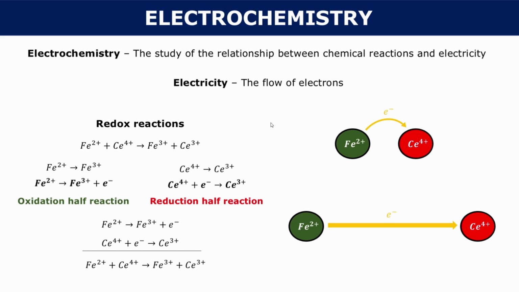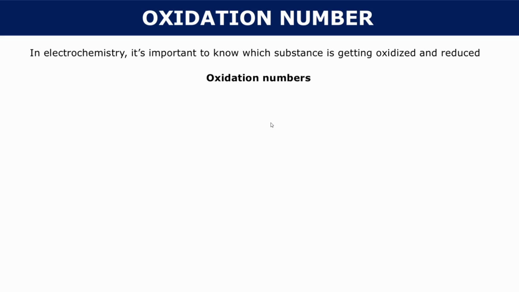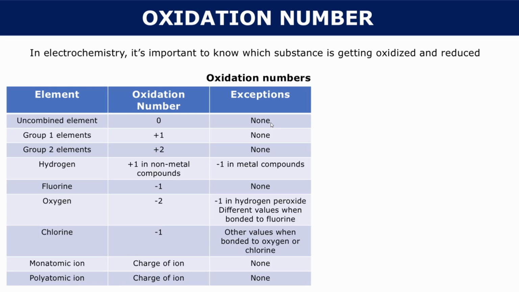So in electrochemistry, it's really important to know which substance is getting oxidized and which one is getting reduced. And the way we do that is using oxidation numbers. We've already covered oxidation numbers, but I want to quickly go over it. These are just a chart of the rules of oxidation numbers. And so let's just do a little practice with it.